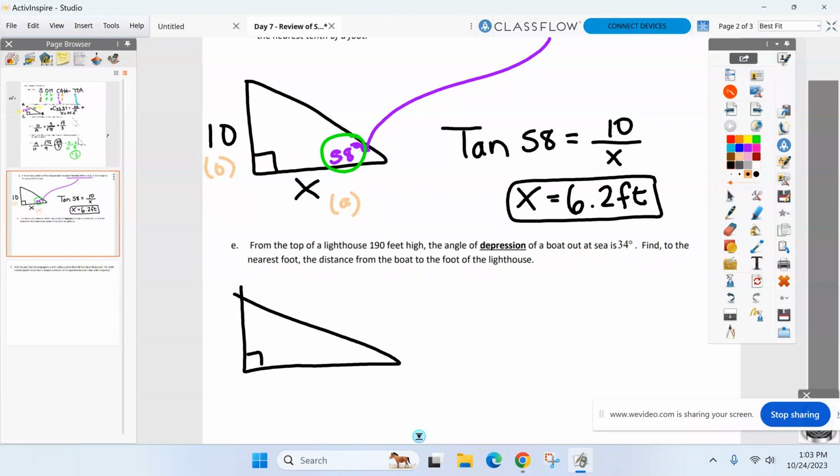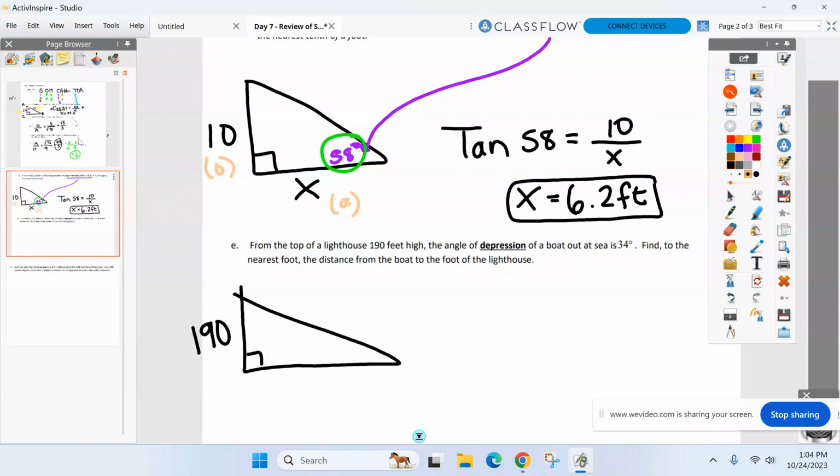Where's the 190 going? Top of a lighthouse, 190 feet high. Thank you for using that big word, vertical. The angle of depression of a boat. Okay, I'll deal with that in a second. Find to the nearest foot the distance from the boat to the foot of the lighthouse. So where am I trying to find now? From the boat to the foot of the lighthouse. Foot meaning bottom of the lighthouse.